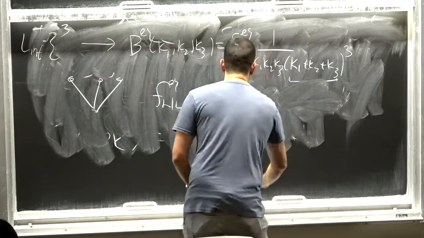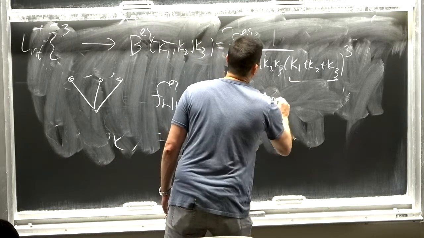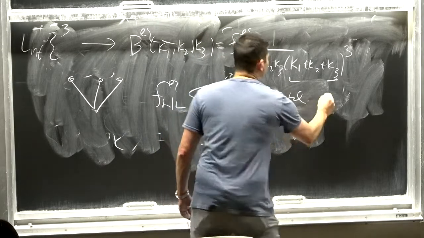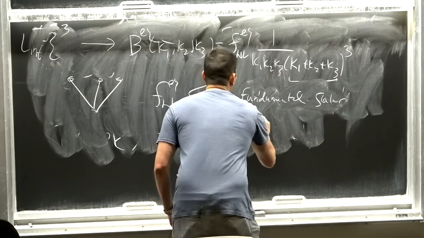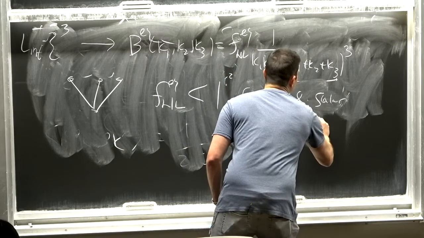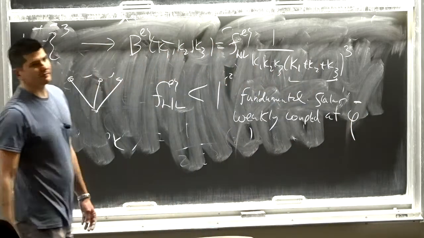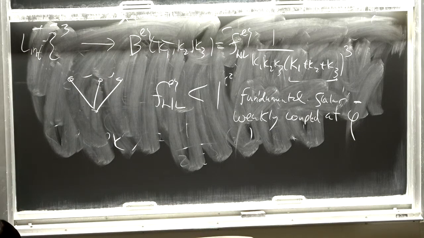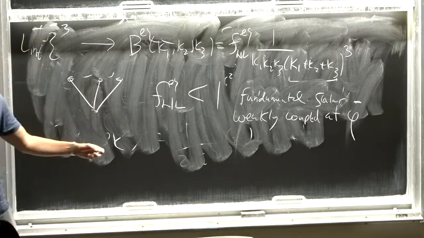So it's less than 1 if you have a fundamental scalar that's weakly coupled around the background, at the scale of the time evolution, which is set by the energy scale phi dot. So if your theory is weakly coupled there, you can't get FNL bigger than 1.